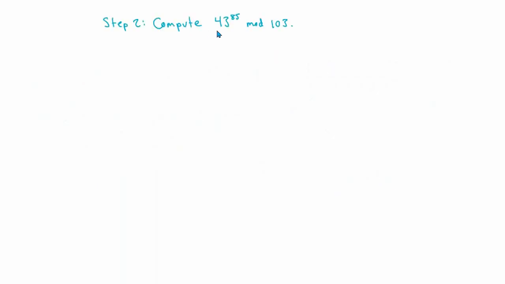So we want to compute 43 to the 85th modulo 103, and there are many ad hoc ways of doing these kinds of problems. But I'm going to show you a method called the square and multiply algorithm, which always works, and which is one of the fastest algorithms for doing these computations with large numbers. This algorithm also works for other types of exponentiation problems, like, for example, raising matrices to powers. And so it's definitely worth learning.